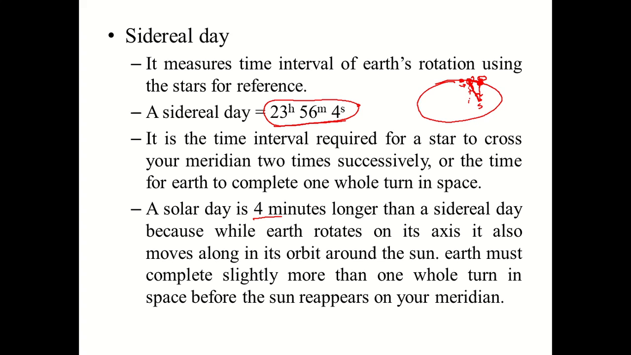And it gives the time interval of Earth's rotation using the sun for reference. That means it is the time interval required for the sun to cross your meridian two times successively, which is called the solar day. If it is a fixed star, then the time interval required for a fixed star to cross your meridian two times successively is called a sidereal day. So that's all about the day.